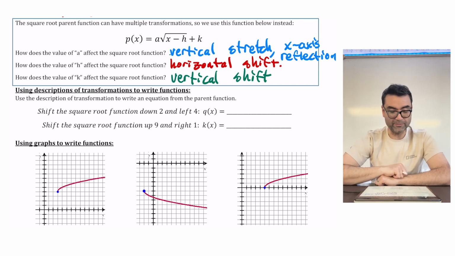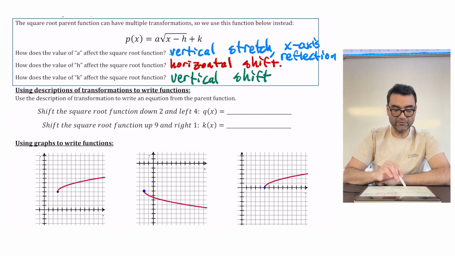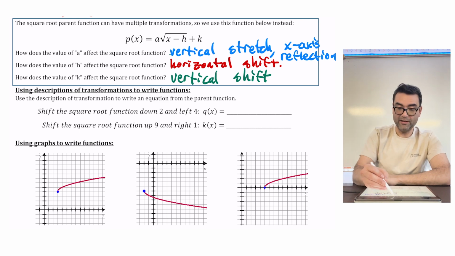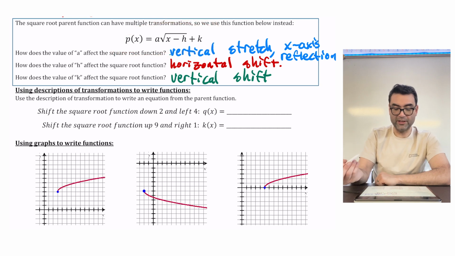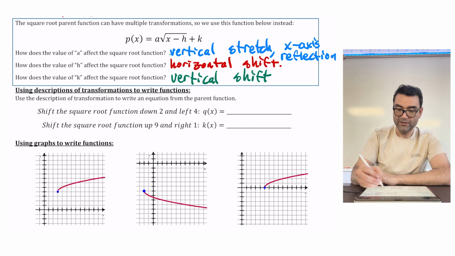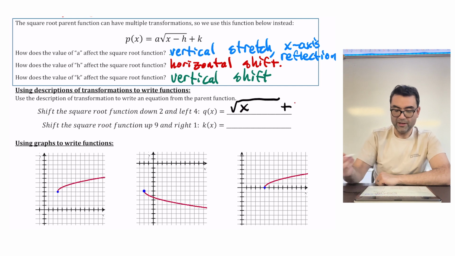Using descriptions of transformations to write functions. Use the description of transformation to write an equation from the parent function. So it says shift the square root function down 2 and left 4. So this is based on this function right here. So since we're only going to shift it down and left, we don't worry about a, we're just going to play with our h and k. So I'm just going to go ahead and write the square root of x and then plus, and we just have to figure out what's going to happen here.